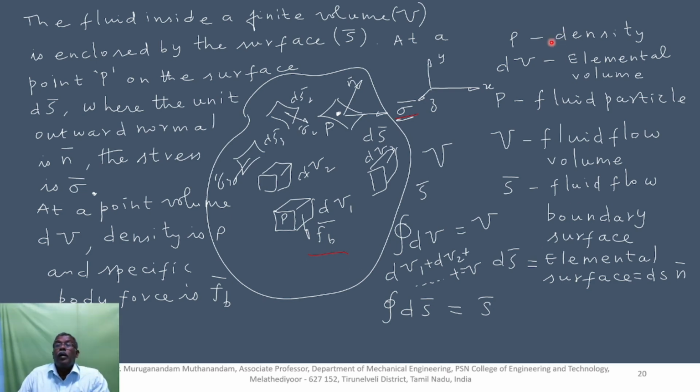The definitions of the various symbols are given here. Rho is density, dV is elemental volume, P is the fluid particle, V is the volume of the fluid domain, vector S is the surface area of the fluid domain, and ds is the elemental surface which encloses the fluid particle P.